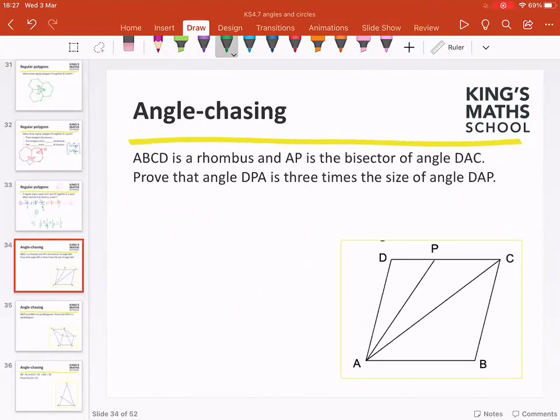So ABCD is a rhombus. What does that tell me? That tells me that that and that and that and that are the same length. It also tells me that that and that and that and that are parallel. Okay, and AP is the bisector of DAC. So AP bisects, so that's X and that's X. And that's all I'm told.